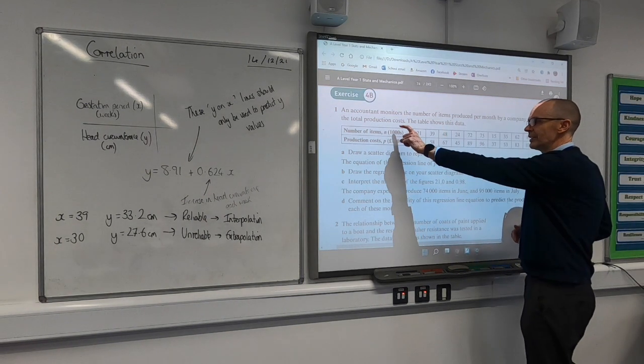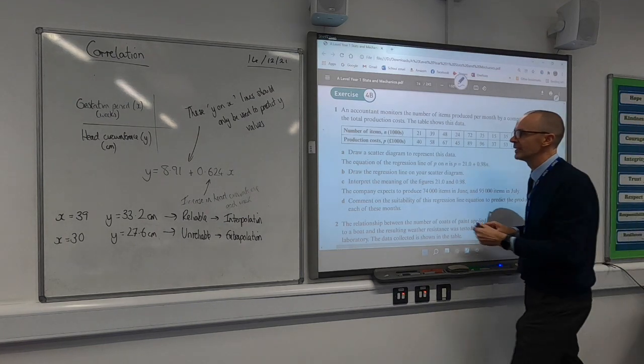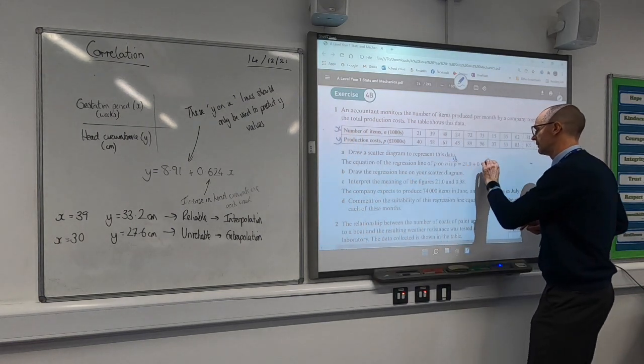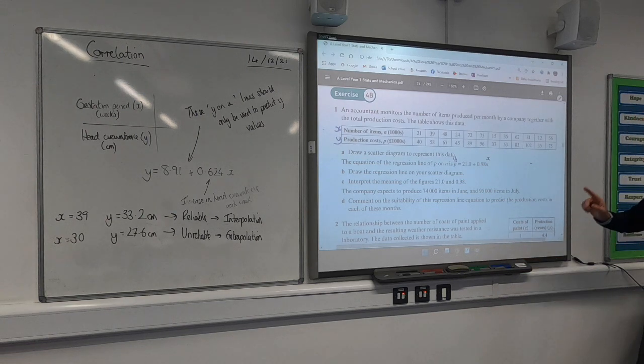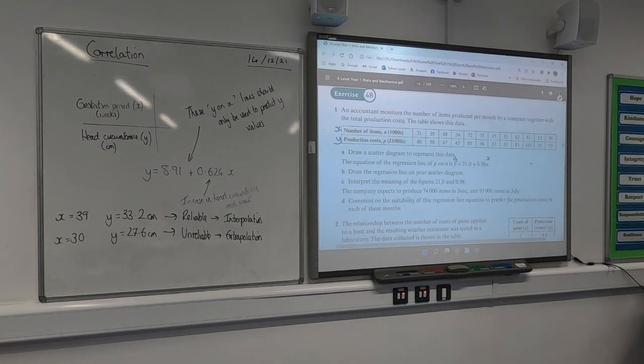But here's the data. N is our x. I don't know if that's going to help to think of that. And that's our y. So that's our y, that's our x. See if you can answer C and D. And remember, when it says interpret the meaning, you've got to put it into the context of the problem. So C and D in question 1.